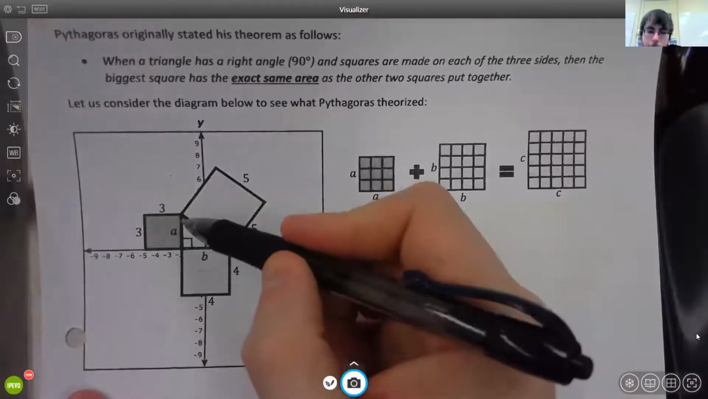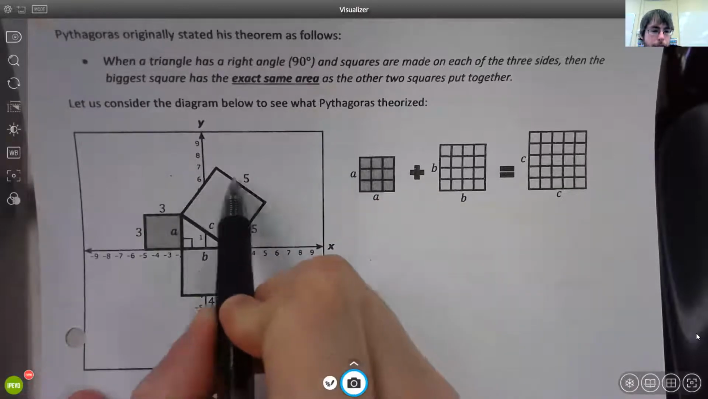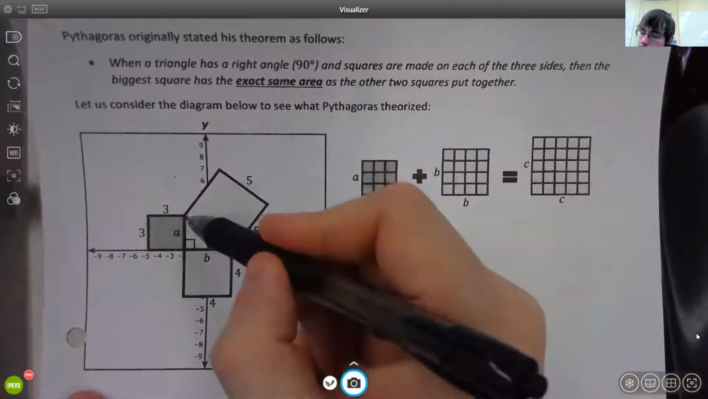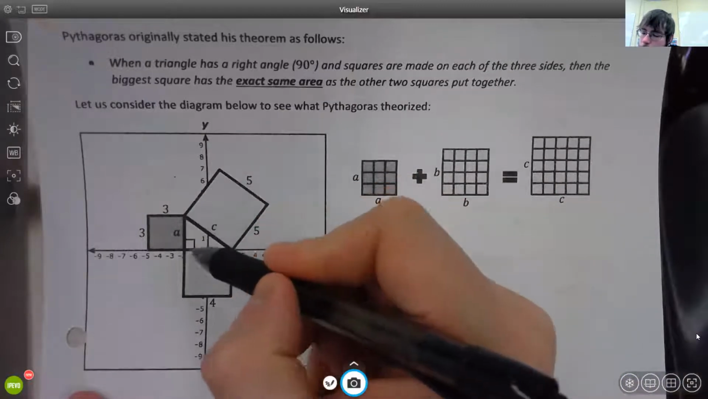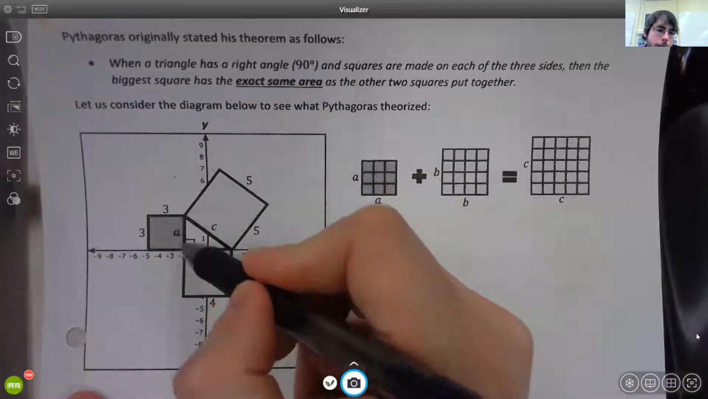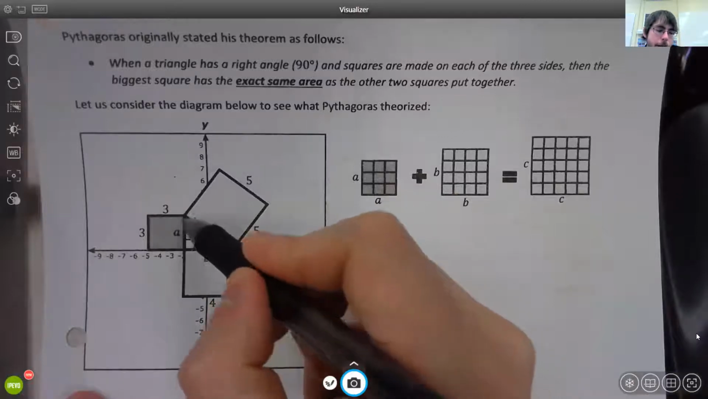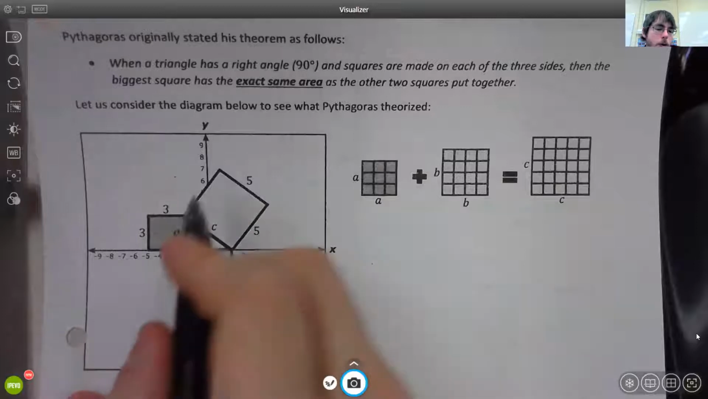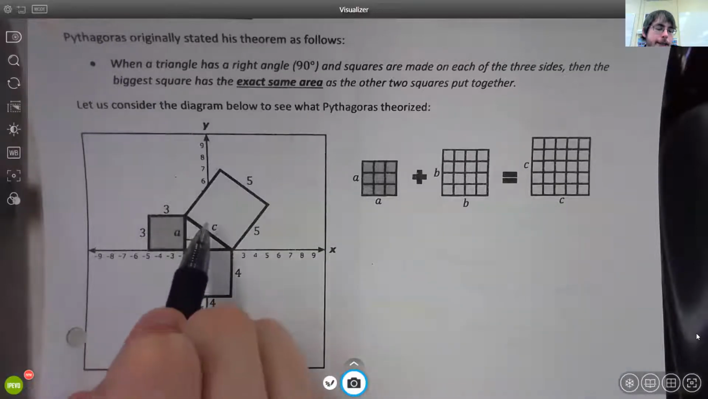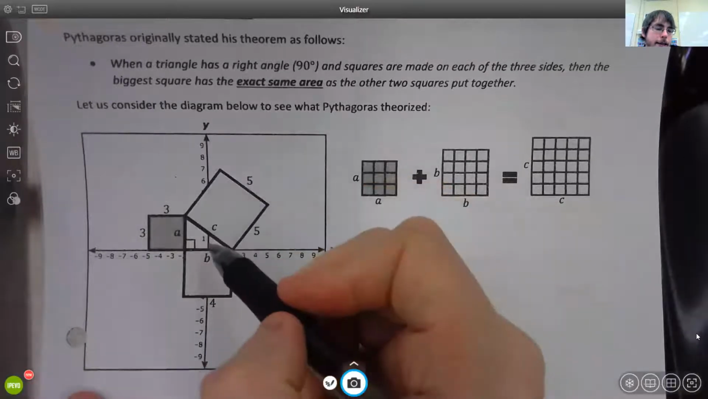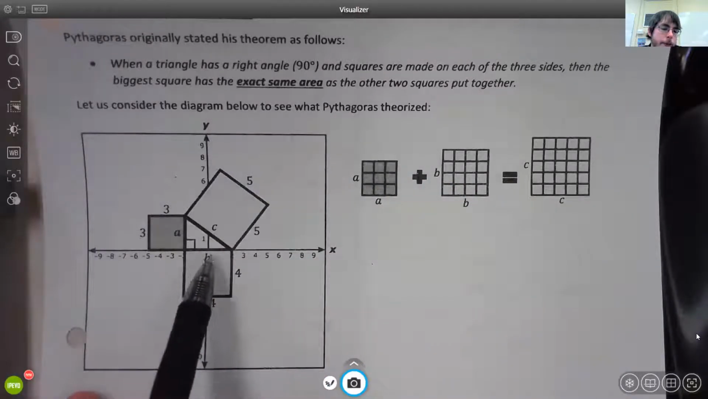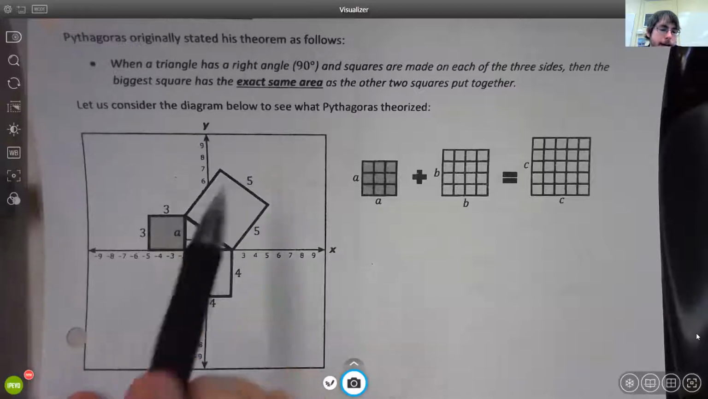If we look here, we have three squares indeed. We have the biggest one here and our two smaller ones. And you can see where the vertices meet. If we draw the sides there, we will see that we have a right triangle with side lengths A, B, and C. Our A is 3, our B is 4, and our C is 5.